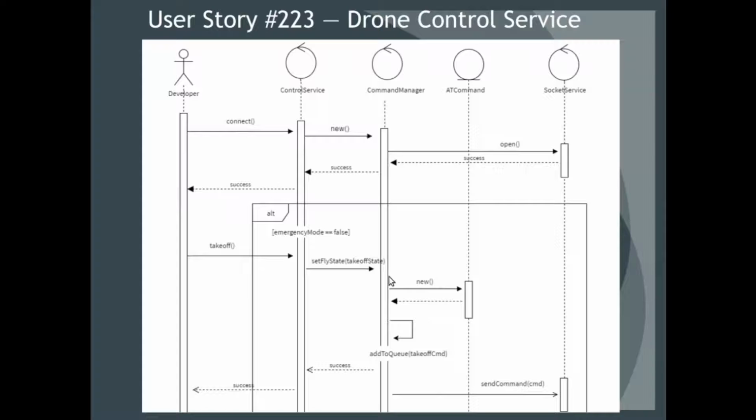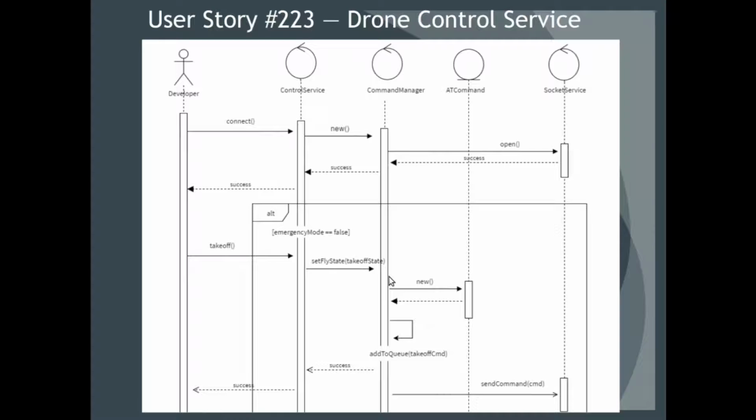This operation is synchronous. Once the connection has been made, the mobile developer is allowed to go ahead and send the first command. In this example, it's takeoff. And this is a method that exists on the control service rather than an AT command name. If the emergency mode is off, then the control service will fulfill that request.